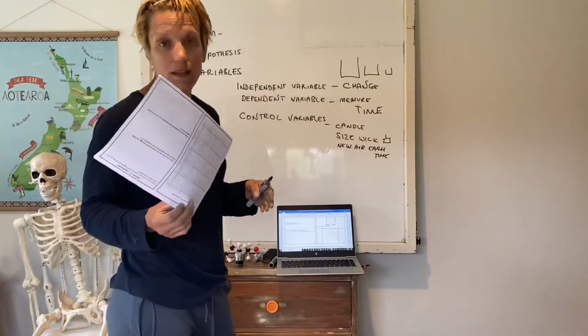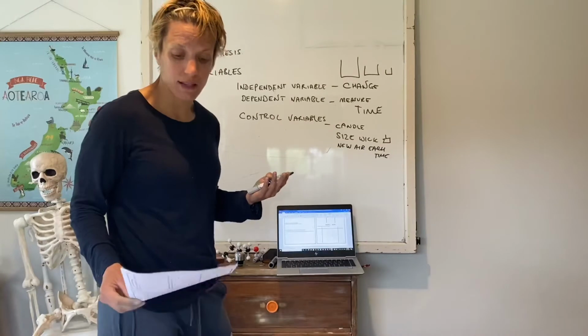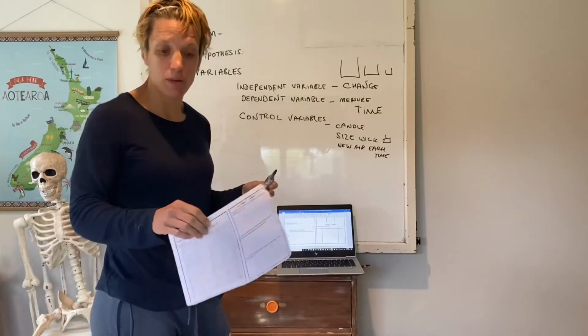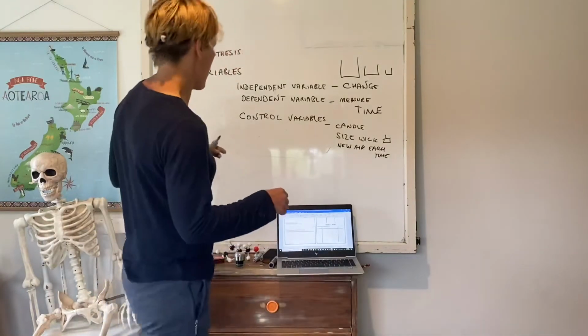If you've lost it in the time between this lesson and last lesson, you're going to have to get somebody else's and photocopy it and go to Kate and be very apologetic that you've lost it, okay?